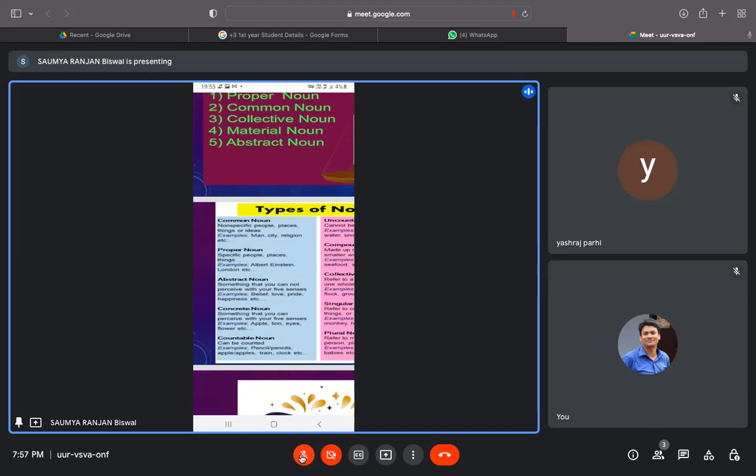Concrete noun. The meaning of concrete noun, you can see, is something that you can perceive with your five senses, meaning something that we can touch or see by our senses. Examples you can take are apples, lions, eyes, flowers, etc. So we can touch it, or we can also see it. Next we will go to countable noun.